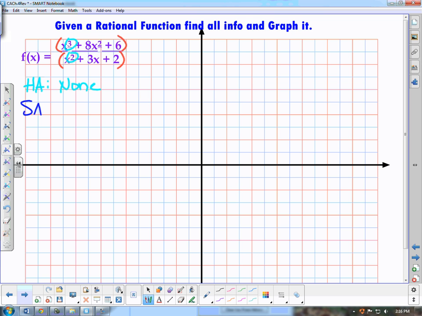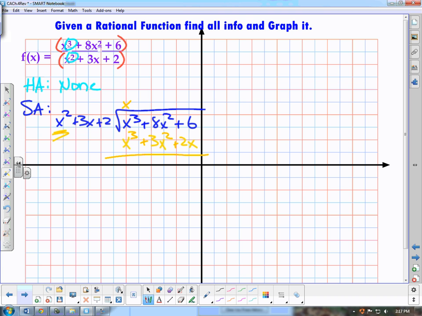But because the top is only one more, there is a slant asymptote, which you need to find by dividing x squared plus 3x plus 2 into x cubed plus 8x squared plus 6. And we probably should have left a spot in there, but that's okay. So what times x squared gets you x cubed? That would be x cubed plus 3x squared plus 2x. Subtract, that's nothing. That's going to be 5x squared minus 2x plus 6. Remember, you're subtracting, so it's 0 minus 2.